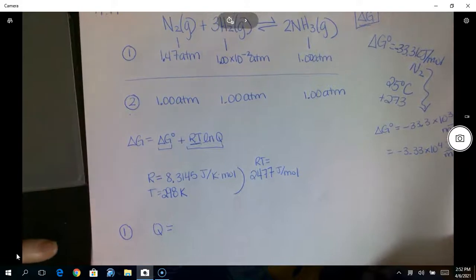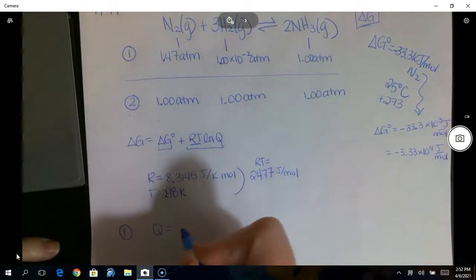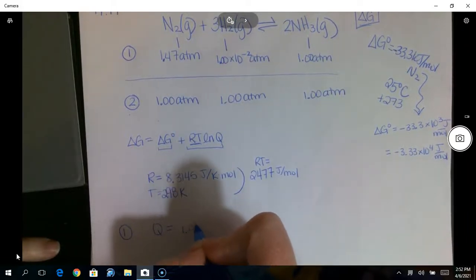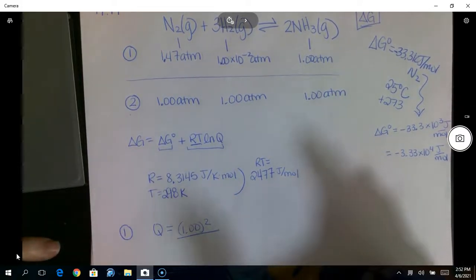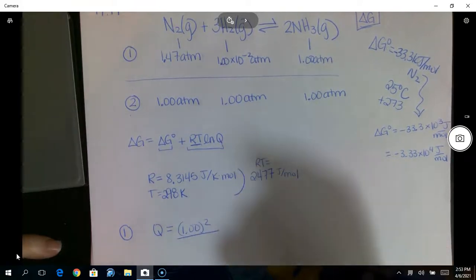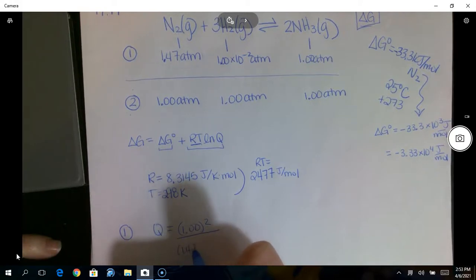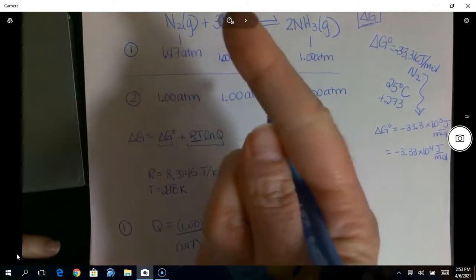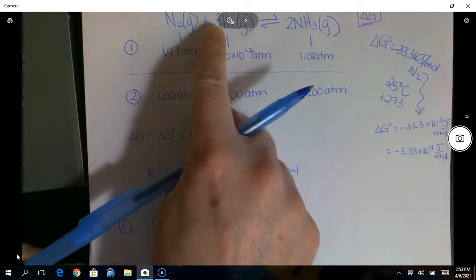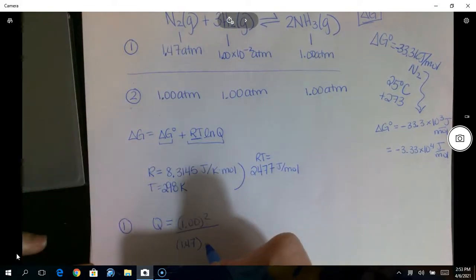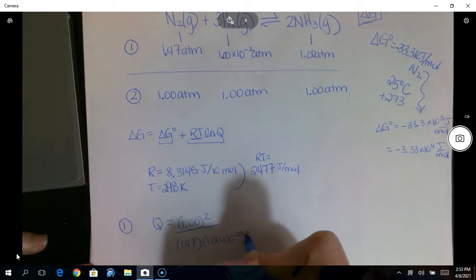Divided by reactants raised to their power. So Q is going to be the pressure of ammonia squared. So this is 1.00 squared divided by our reactants' pressures to their power. Nitrogen is 1.47, raised to the first power, so it stays the same. And then hydrogen is 1.00 times 10 to the negative second, to the third power, because we have a 3 coefficient. 1.00 times 10 to the negative second raised to the third power.